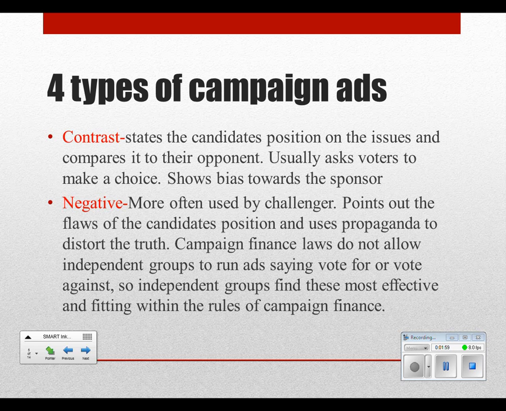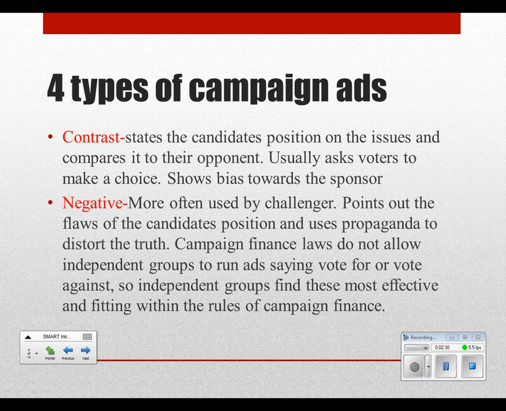And the negative ads are more often used by the challenger, again, unless that incumbent is facing a primary, a tough challenge, either a primary or general election, and then they'll be forced to go negative. Melissa Bean did that in her campaign. She thought she was really far ahead of Joe Walsh in the polls. Polls started to get close. She then went negative on Joe Walsh, and it kind of backfired on her. But here you point out the flaws of the candidates, and you want to use the propaganda to distort the truth. That's why it's so important we can recognize propaganda to figure out why they're misleading us.